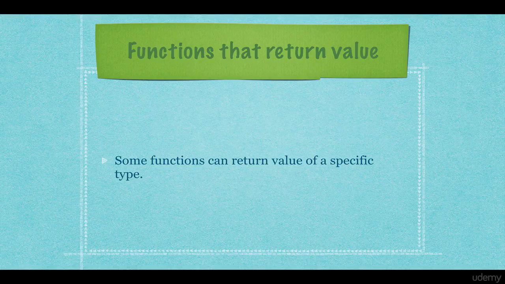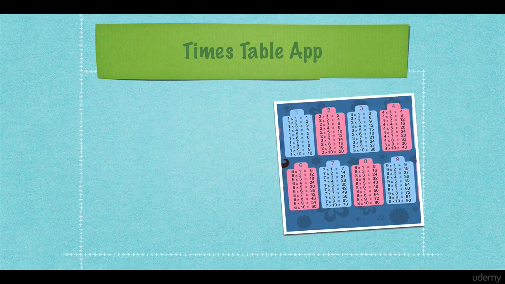So, functions that return a value. What does that mean? Some functions can return a value of a specific type. Let me give you a real example. For example, we want to create a times table application, right?